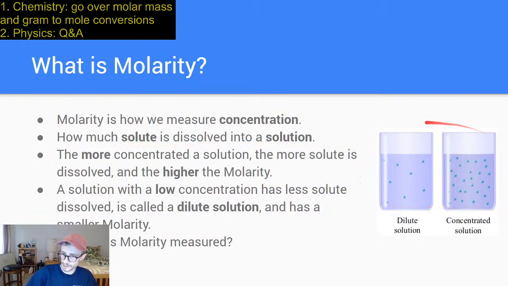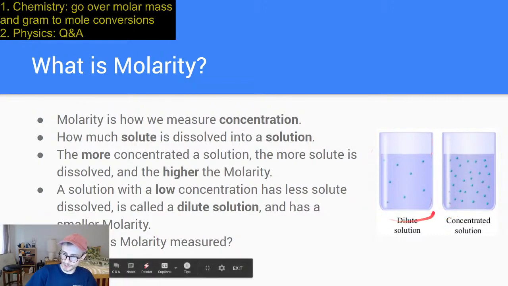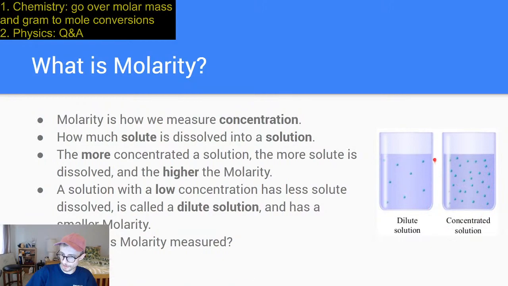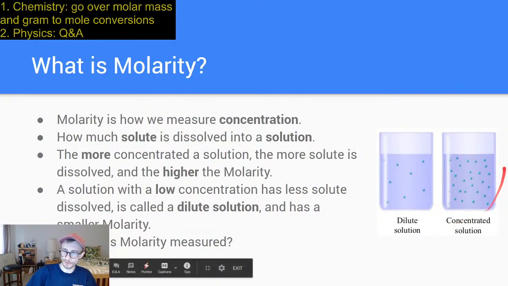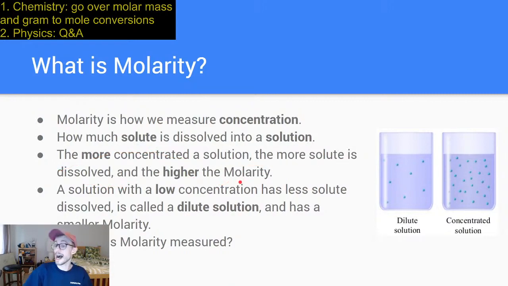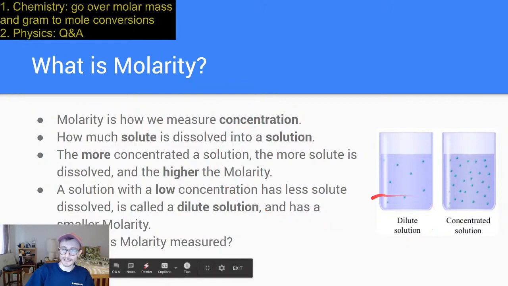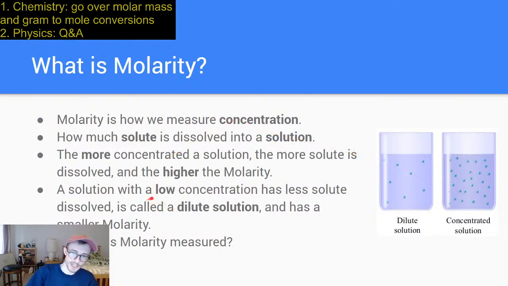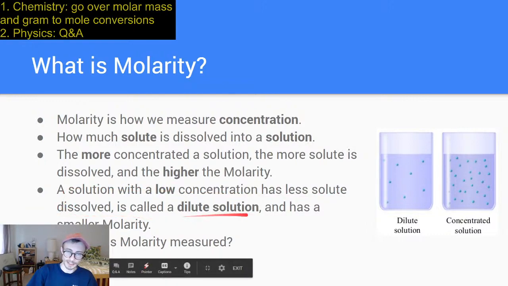So here's a couple of examples of solutions. On the left, you see there's less stuff dissolved, and on the right, there's more stuff dissolved. We call the one where more things are dissolved a concentrated solution. So the more concentrated a solution, the more solute is dissolved, and therefore the higher the molarity. Remember, molarity, which is what we're learning today, is just a measure of concentration. Okay, and if you took a concentrated solution and diluted it by adding water to it, you would end up with a lower concentration because it has less solute dissolved, and it's called a dilute solution, and that's measured with a smaller molarity.